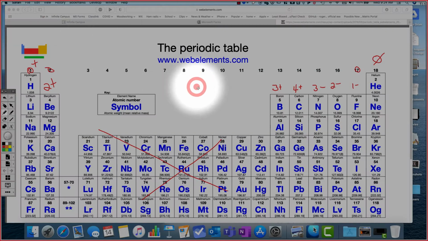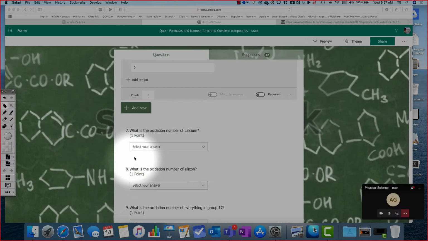So if I look at calcium, calcium is a metal. Its oxidation number is +2. So calcium has an oxidation number or charge of 2 plus.